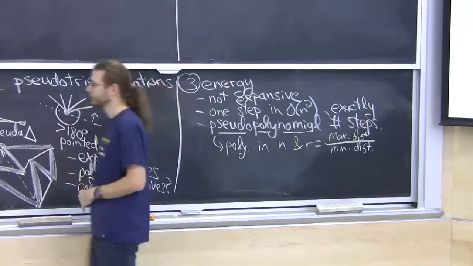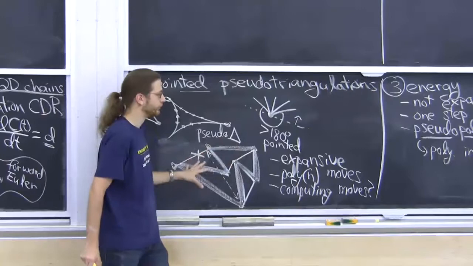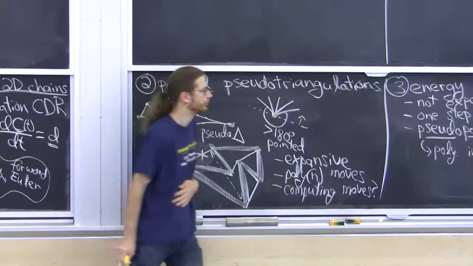It might hold for some of the other methods. Here, of course, we have a better bound on the number of moves, but each move is kind of complicated. It's pseudotriangulation. So there is a trade-off between complexity of move and number of moves. But this gets a decent bound for everything.